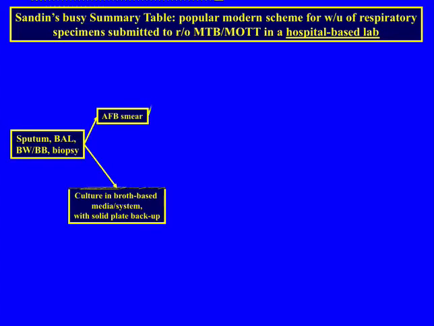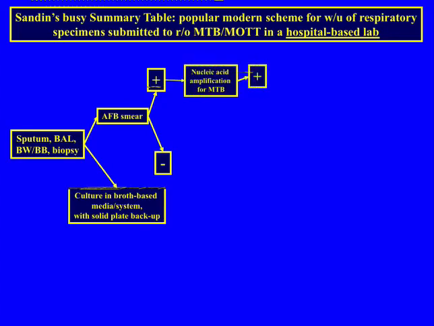The smear can be two things, positive or negative. If it's positive, it means there's plenty of AFBs there, so that's a great thing. We can go straight to nucleic acid amplification. If that's positive, it's an MTB complex, and basically we'll just wait for culture for susceptibility testing.